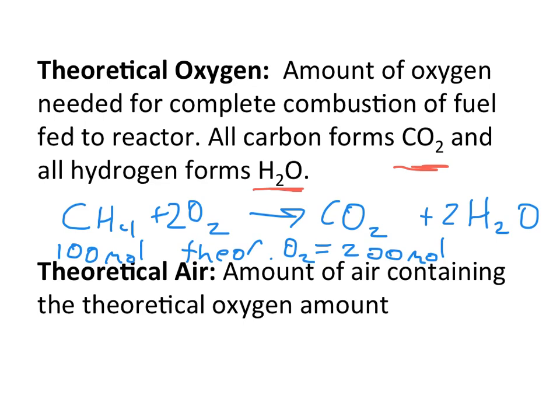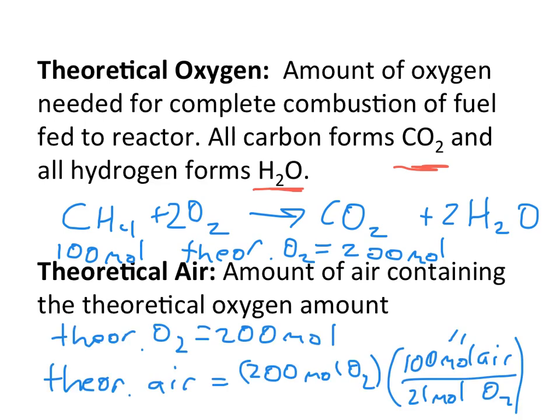The other part to this is theoretical air. How much air do we need to have complete combustion of our fuel? So if I know the theoretical amount of oxygen, I can calculate the theoretical amount of air. In this case, the theoretical amount of oxygen is 200 moles, continuing this example. The theoretical amount of air is how much air I need that will supply 200 moles of oxygen. So I need an air that has 200 moles of oxygen within that air.